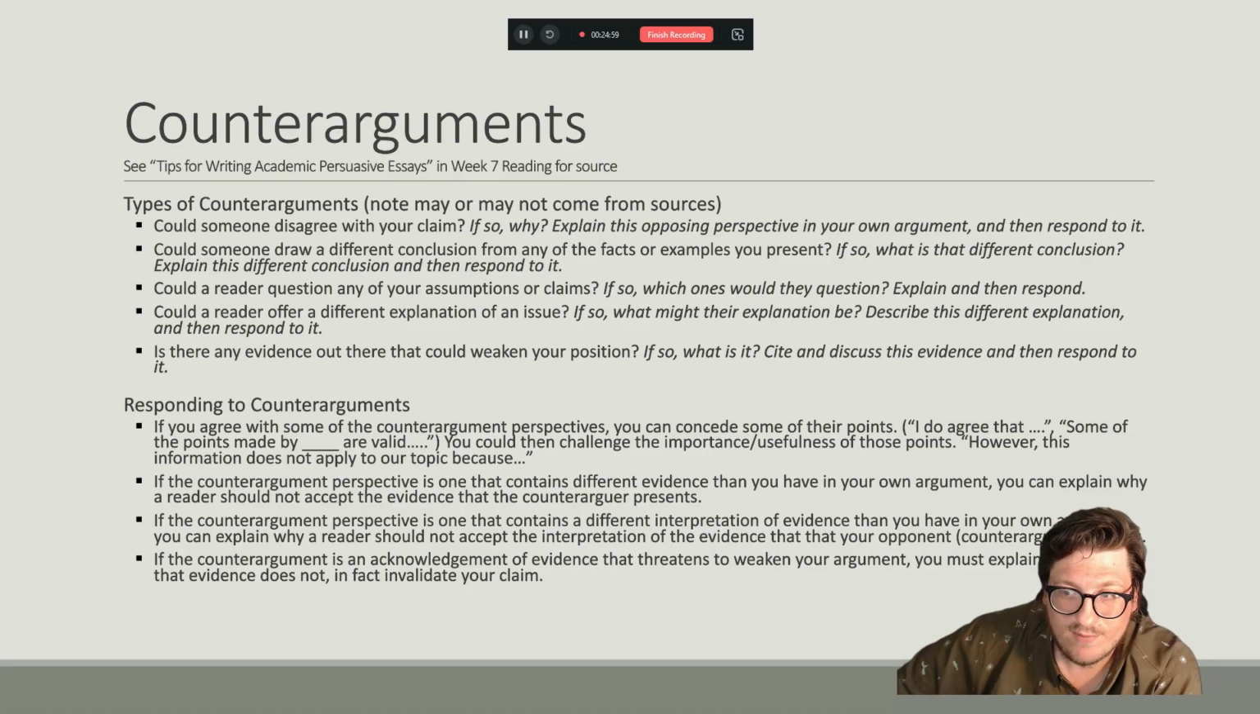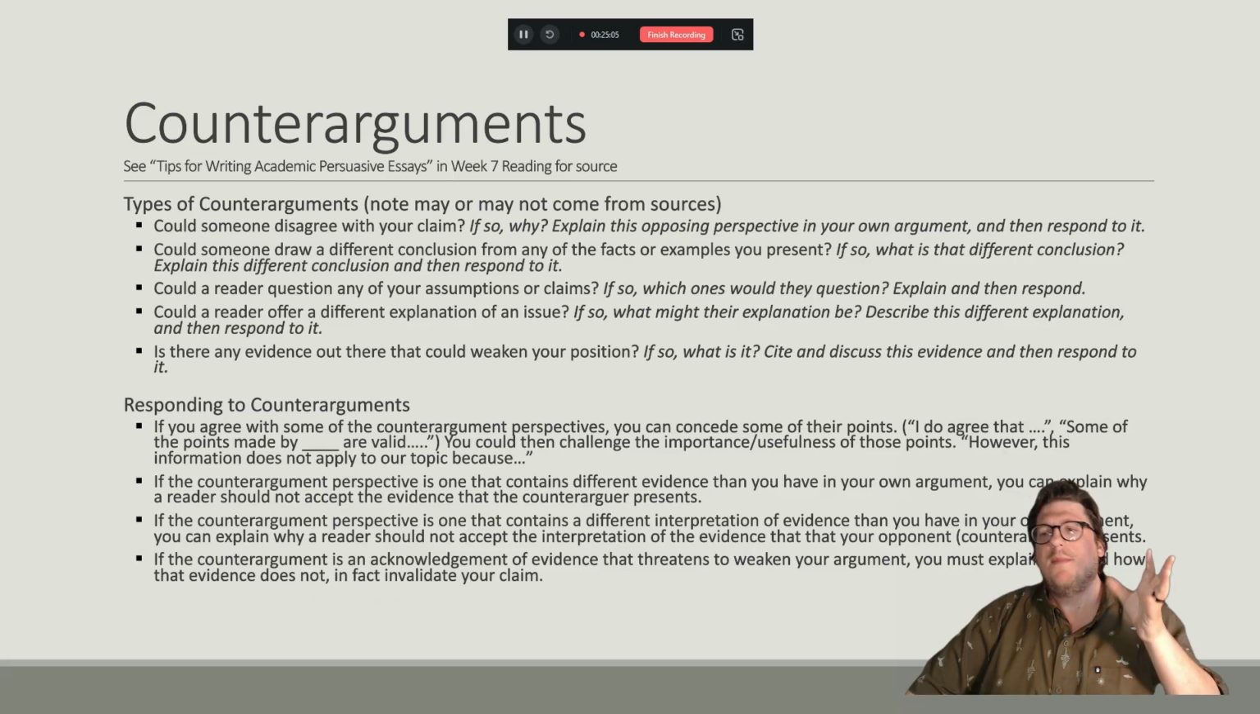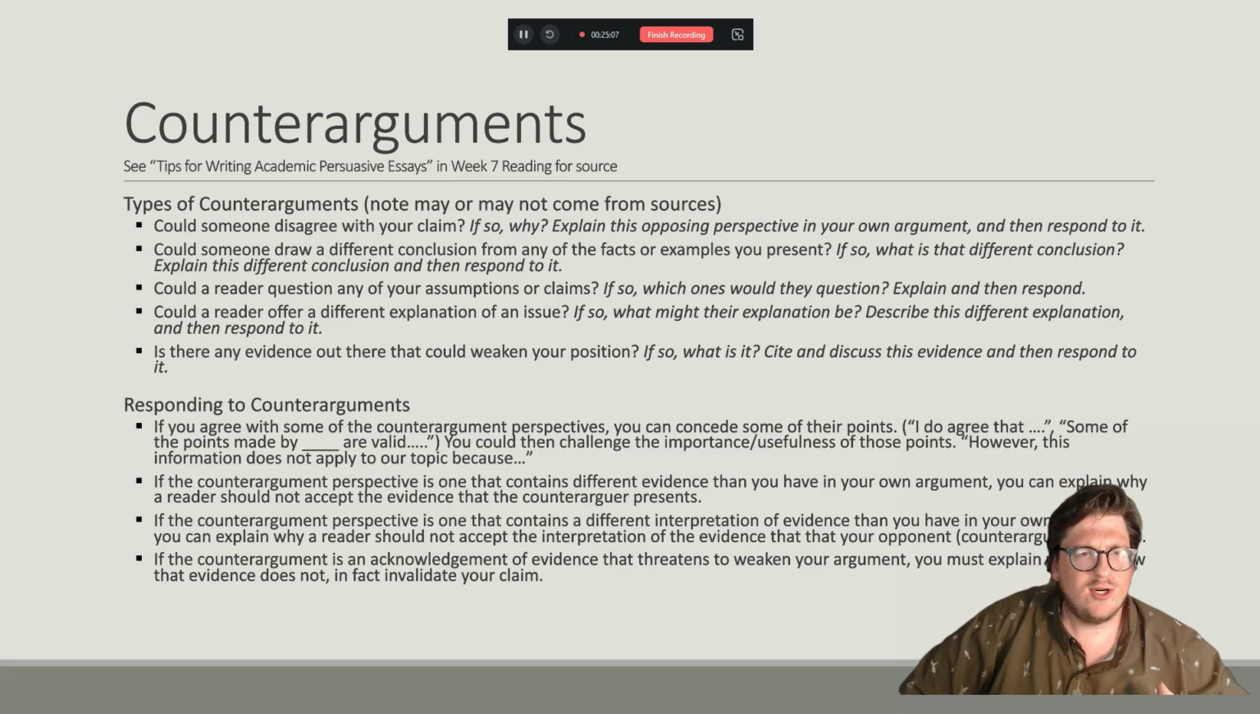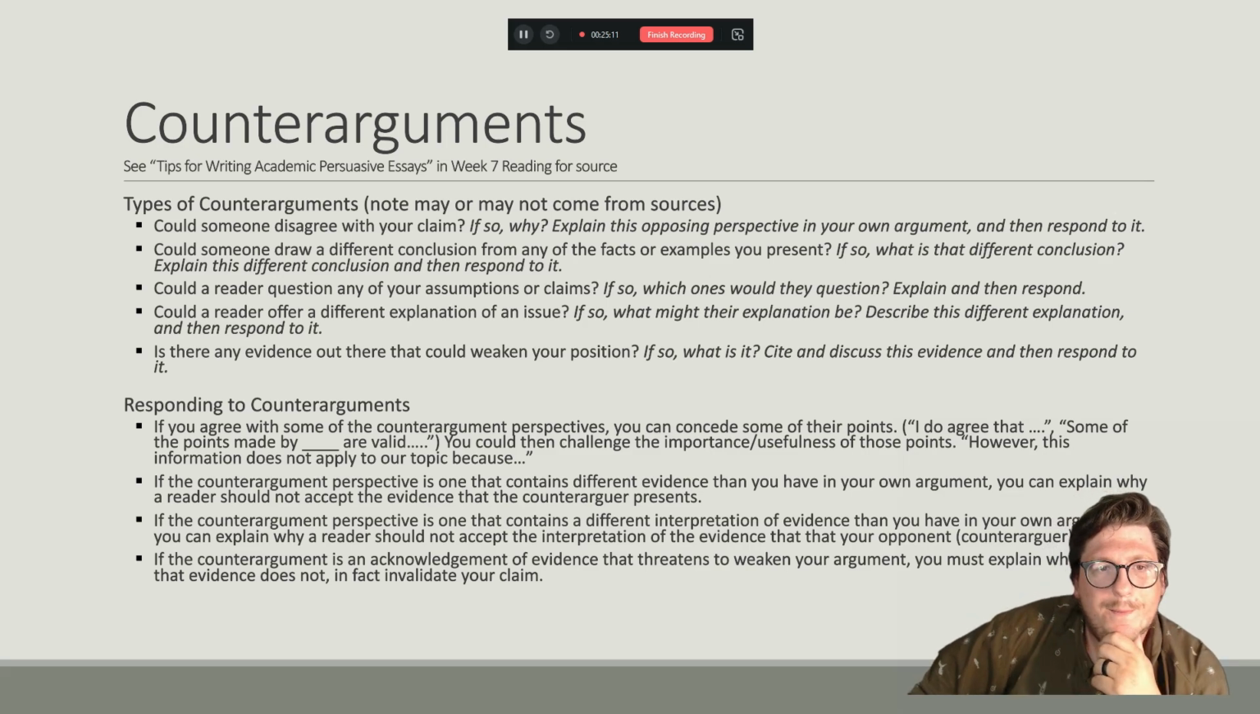Which may or may not come from sources. We'll talk about that more as we go into next week. But just know that usually your counter arguments are going to come from sources, but sometimes they don't. So there are a few types.